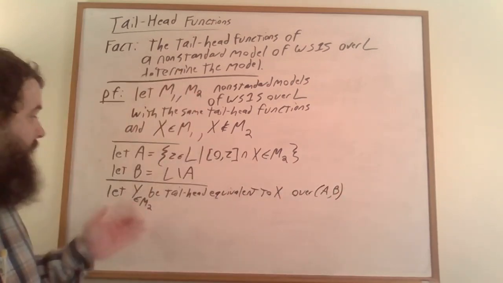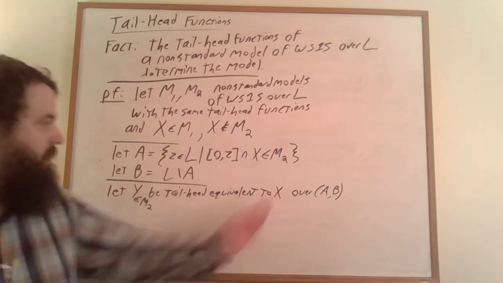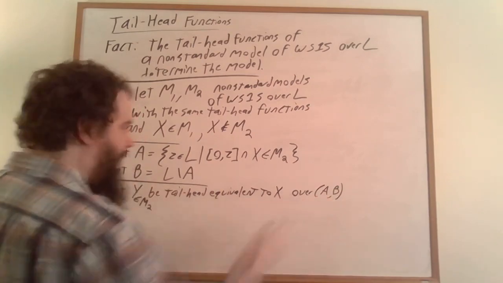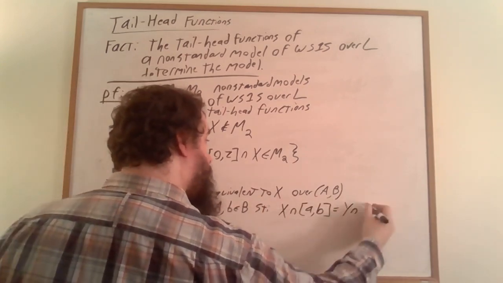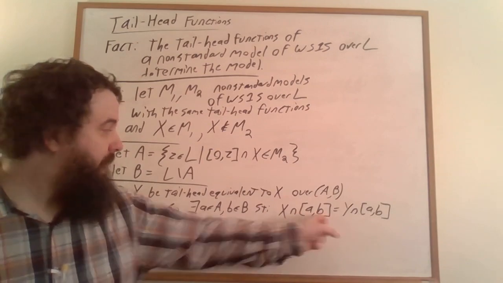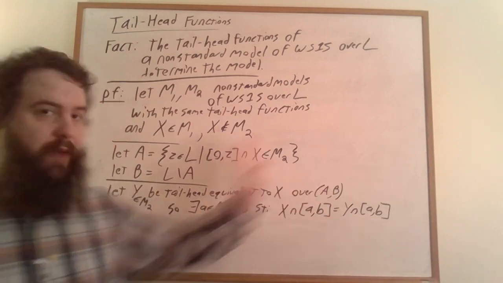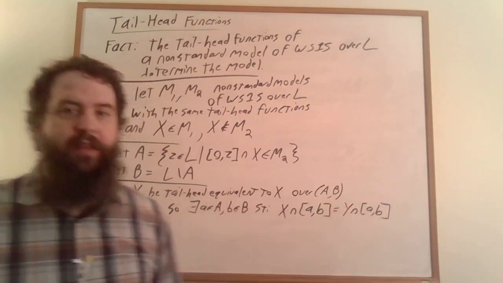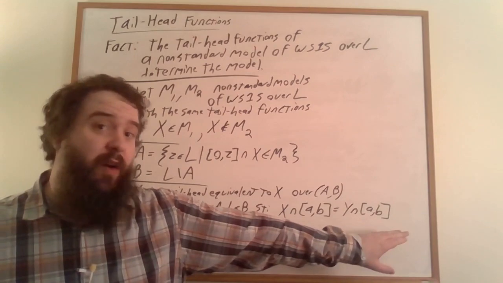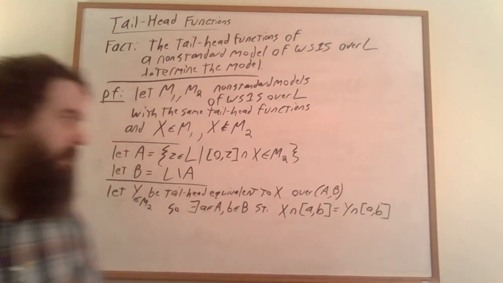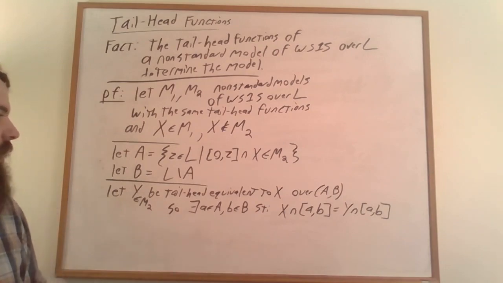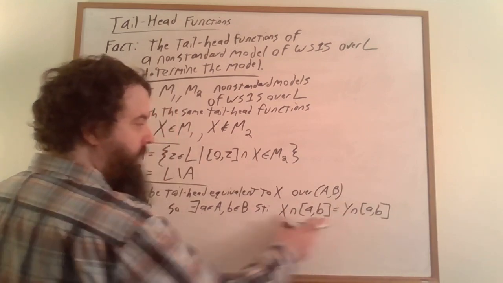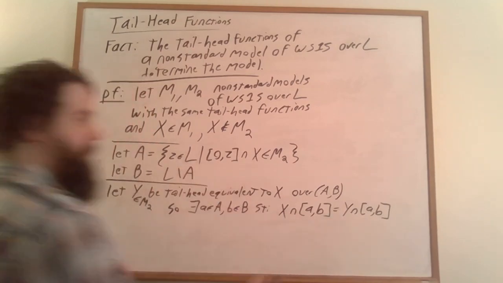So specifically, what does it mean for this set to be tail-head equivalent to this set? Well, that means that there's some interval bridging this cut. Specifically, the interval from A to B, where A is in the left-hand side of the cut and B is on the right-hand side of the cut, where x intersected with that interval is equal to y intersected with that interval. Now, of course, these intervals have to be in our non-standard models. Our non-standard models have all the intervals that we could want them to, and they're closed under intersection. So because y is in M2, y intersected with AB has to be in M2, and therefore x intersected with AB, because it's equal, has to be in M2.